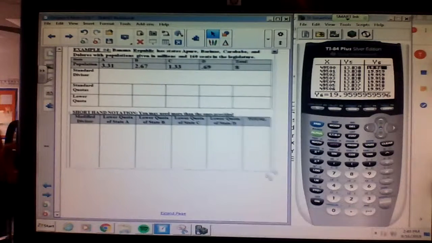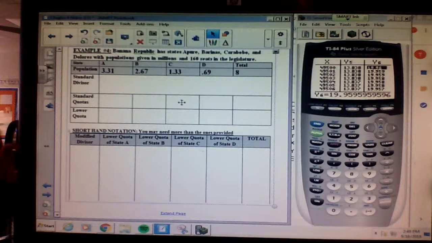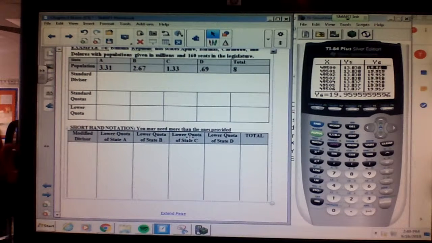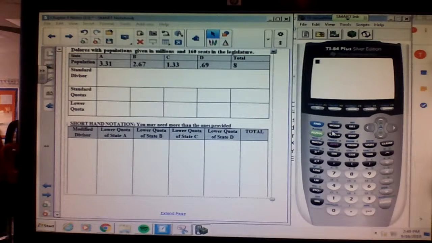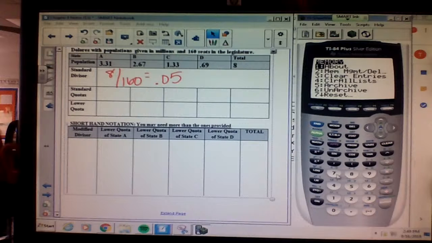Okay. Let's see what you do with this one. This one, we have to do it all. I need a standard divisor first. So how do I get my standard divisor? Total pop divided by the seats. So 8 divided by 160. You broke it. I broke it. I did. Oh, I got it. I've had it clear a bunch of times. Okay. So 0.05. My suggestion to you is each time you have to switch, you hit second plus 712 and clear it all out.